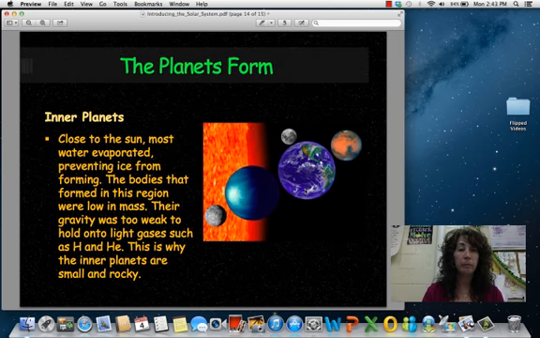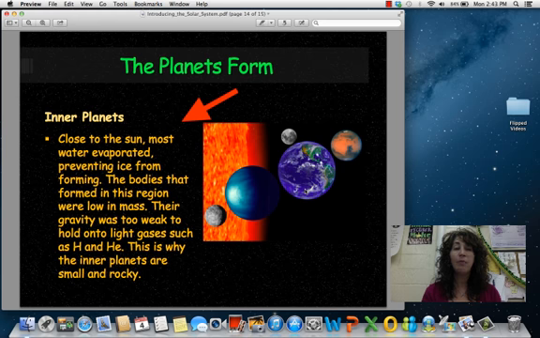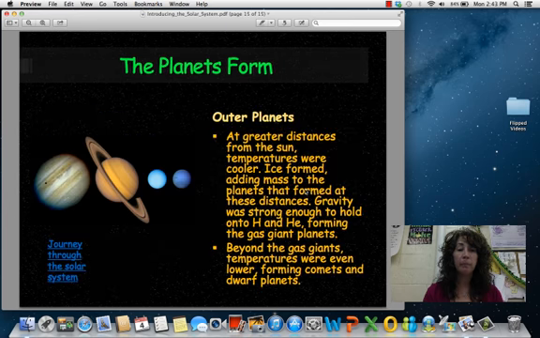Now those inner planets, the ones closest to the sun, of course, because they're closer to the sun, the heat was greater and a lot of the water evaporated, and so it prevented ice from forming. The gravity was too weak to hold on to a lot of the gases like hydrogen and helium, and so that's why those inner planets are small and rocky.